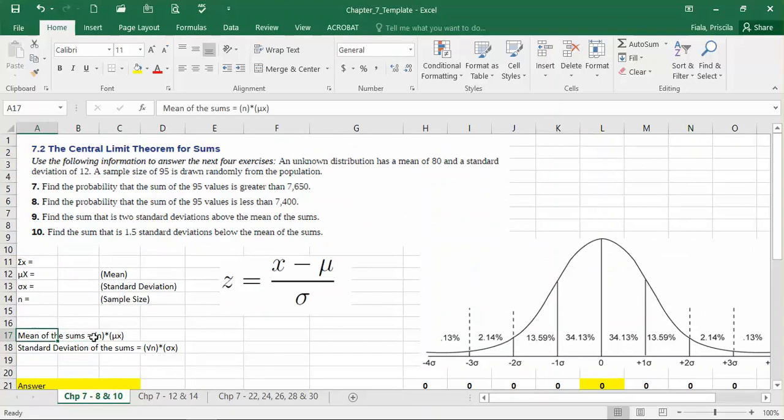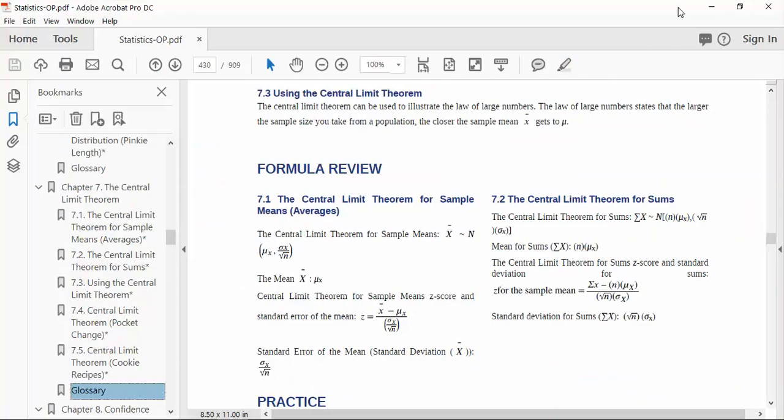The mean of the sums is going to be the sample size times the mean of the population. The standard deviation of the sum is going to be the square root of the sample size times the standard deviation of the population. Once we have defined this, it's going to be exactly as this value. The mean is going to be this value, and the standard deviation is going to be the same as this value, and we're going to be able to use this formula.